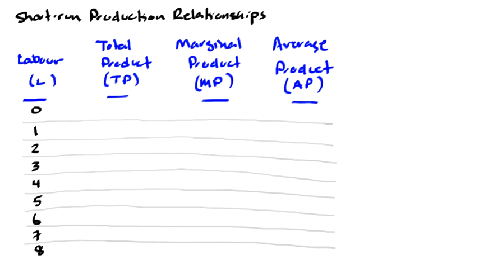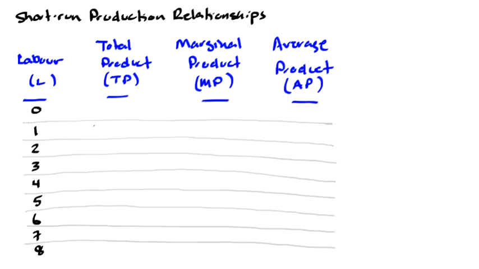Short-run production relationships. Keeping in mind, the short run is a time period in which one of our resources is fixed. Typically that's plant capacity or capital goods. What we're interested in then is when we add variable resources, in this case labor, to a fixed resource, which is plant capacity or capital goods, what's the relationship between that variable resource and our total output? In this case, our plant produces chairs. So it's a woodworking shop. We can hire anywhere between 0 and 8 workers.